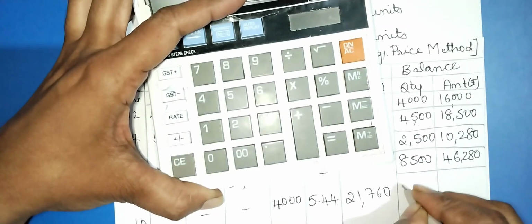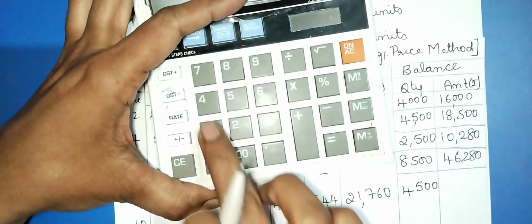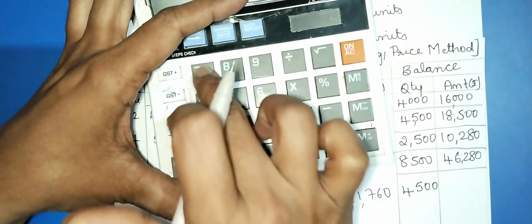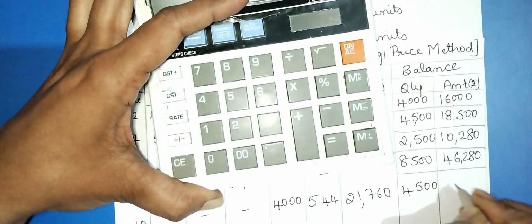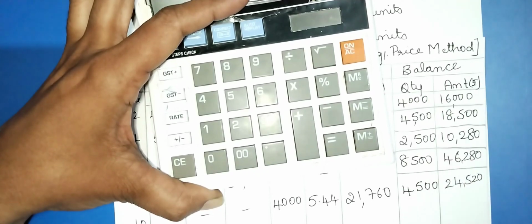Now minus this, out of 8,500 issued 4,000, the remaining balance is 4,500. Total amount was 46,280 minus 21,760. 24,520 is the remaining balance, right?